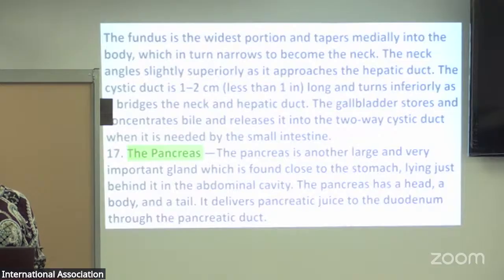The gallbladder stores concentrated bile and releases it into the 2-way cystic duct when it is needed by the small intestines.